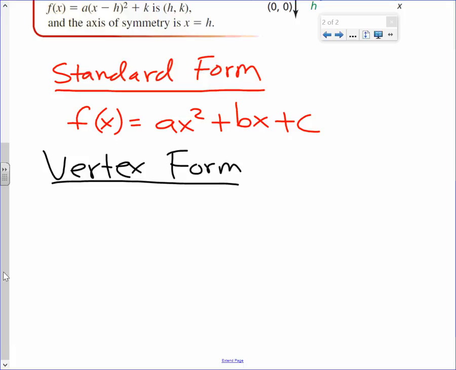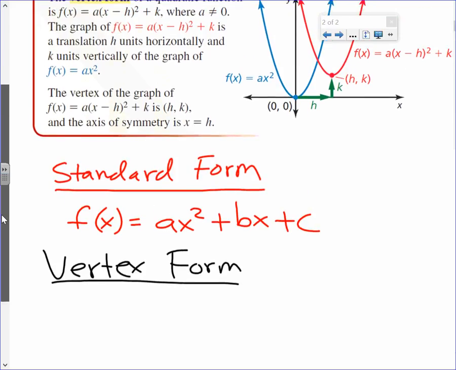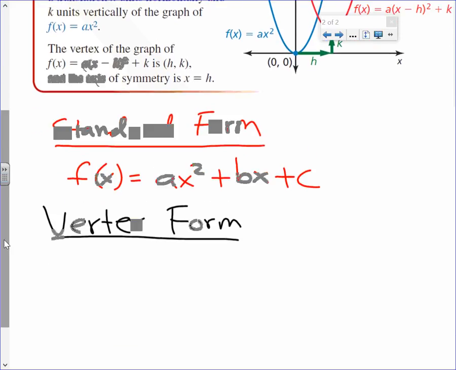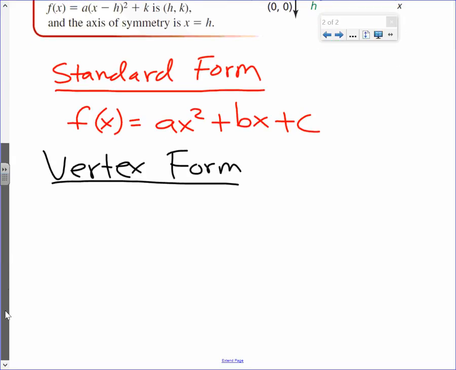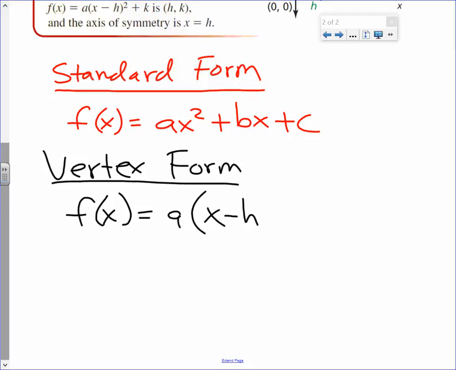So look at vertex form. It's the same kind of function, still quadratic, and it's still going to create a parabola like you just did for warm-up. But look how it's going to look. F of x equals a times x minus h squared plus k. It's a different form. By the way, this looks like a 9, but it's actually an 8. My bad.